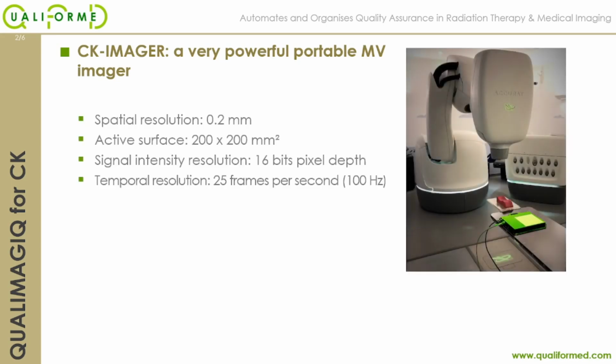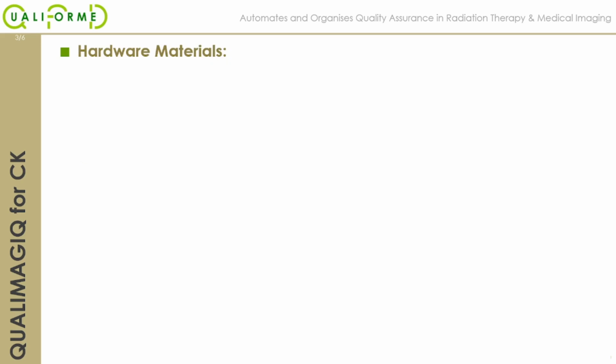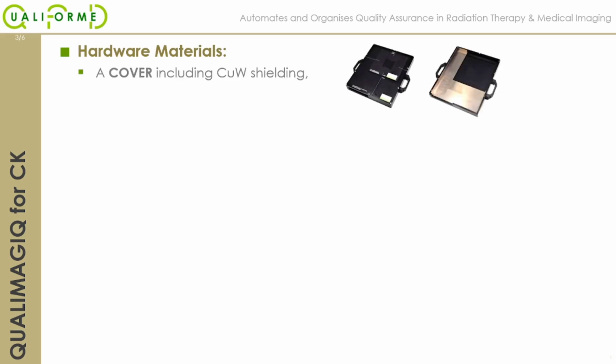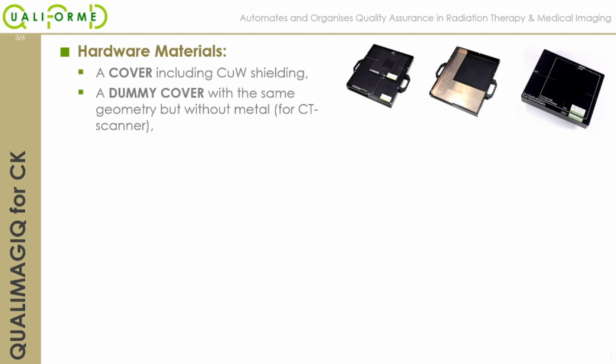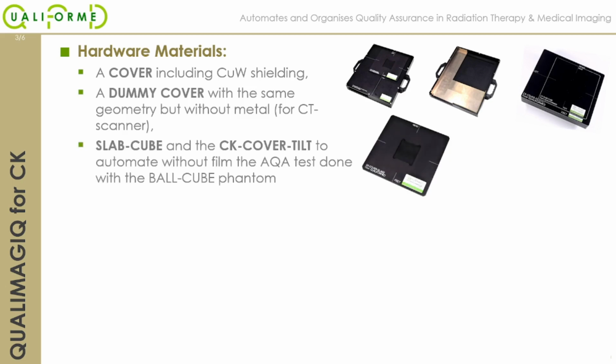As always, we use our CK imager, our high-energy portable imager, to carry out these tests and avoid the use of radiographic films. Along with our CK imager, you will need the following hardware materials: the cover for protection and to stop scattered radiation, our dummy cover, our slab cube plate to maintain the cube provided by Accuray for the AQA test. This plate is used with this accessory, the CK tilt, which tilts the imager to 35 degrees.